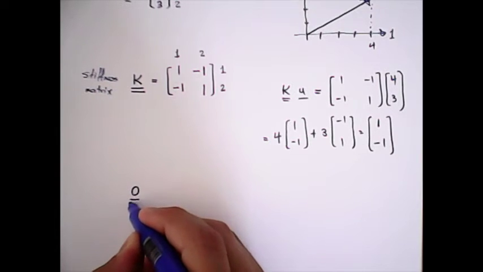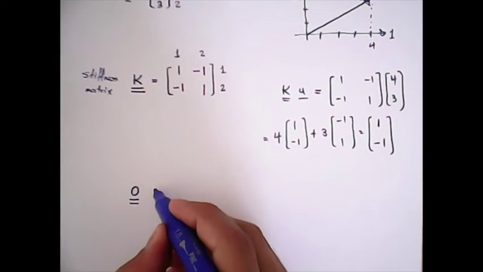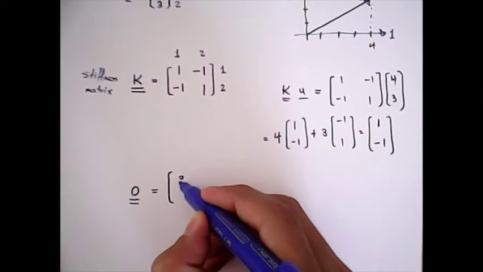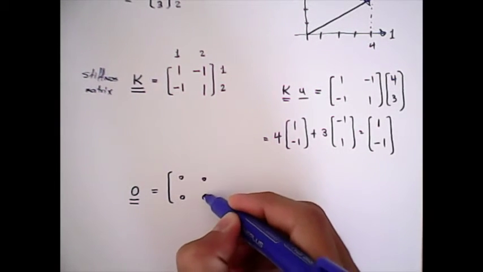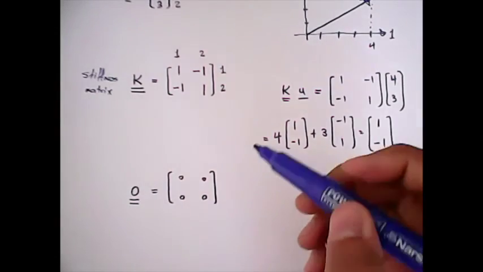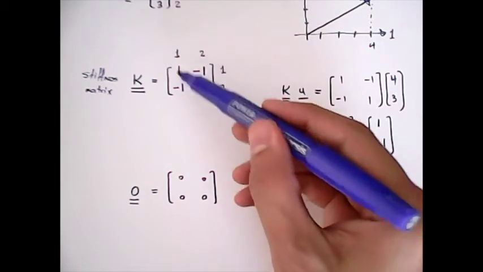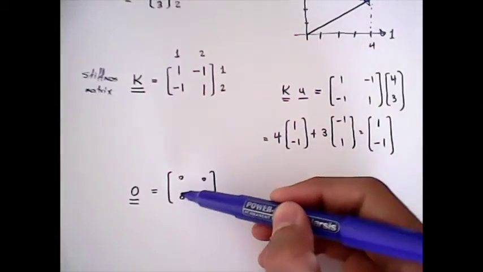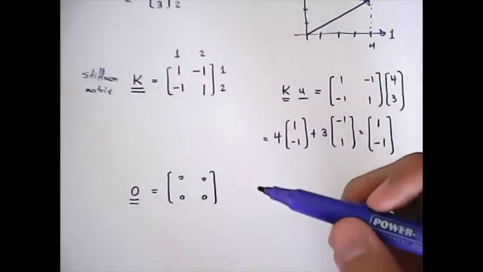I'm going to denote it by 0. As the name suggests, it is a 0 matrix. All of its components are 0. By the way, note that I got rid of these numberings, but you know that, for instance, this is the first column, this is second, this is the first row, this is the second row.